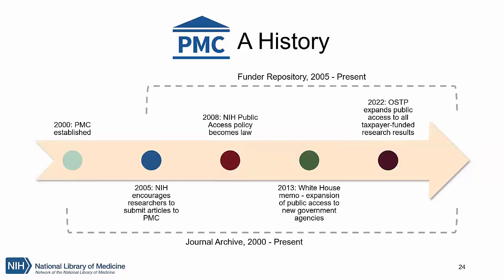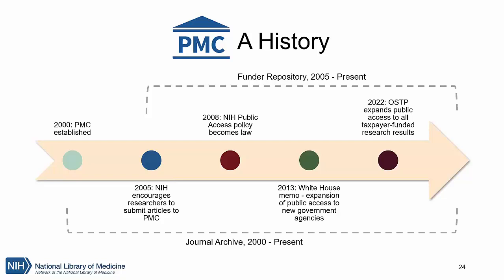And now we'll review PMC's development. It was established in 2000 at the beginning of the open access movement. At that time, PMC was exclusively an online archive of journal content. A journal was required to supply their complete contents to PMC. In 2005, the NIH began encouraging, though not yet requiring, researchers to submit their articles to PMC to give the public access. This was when PMC took on a second role as a repository for peer-reviewed, funded research results and introduced author manuscripts into the collection.